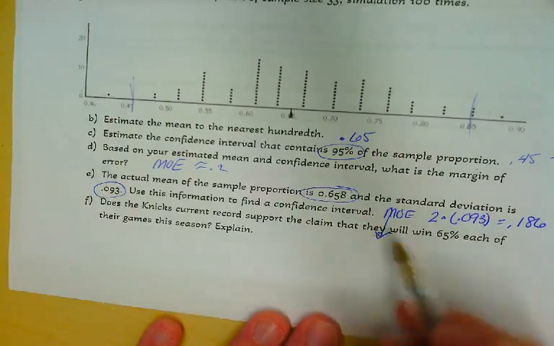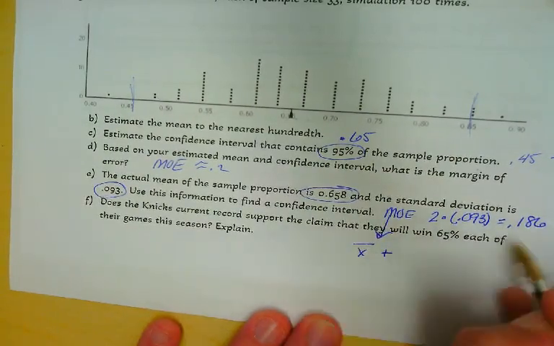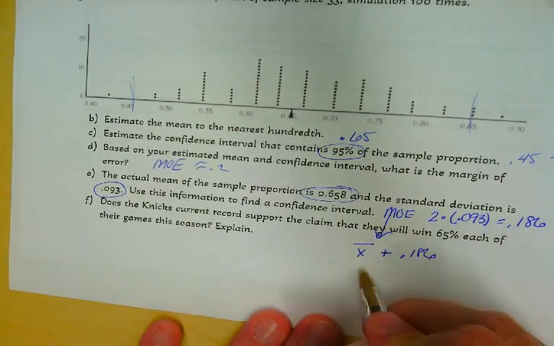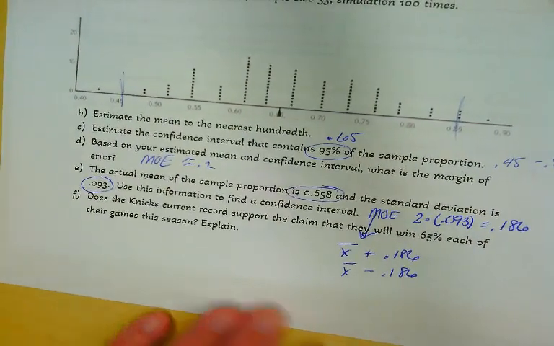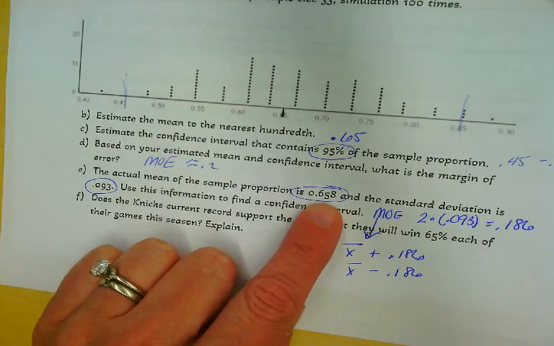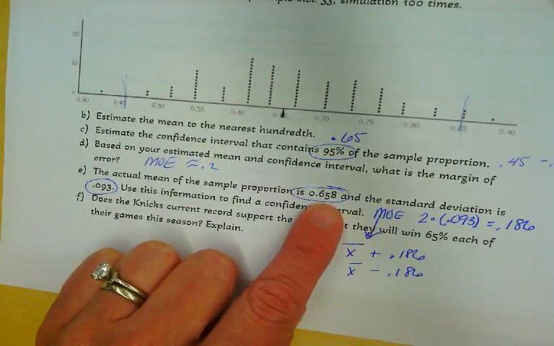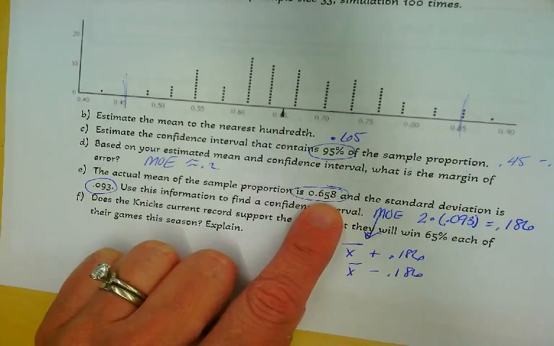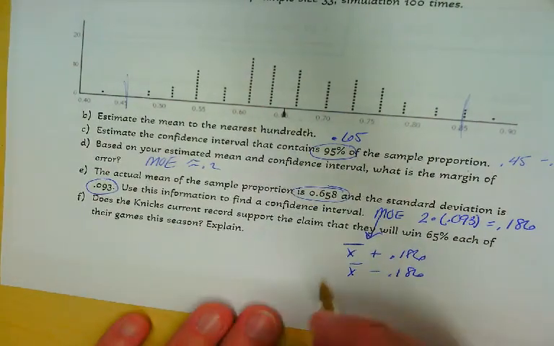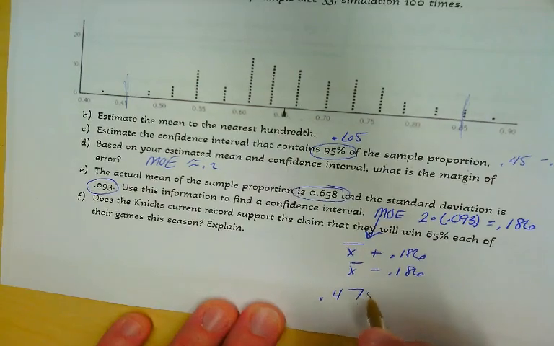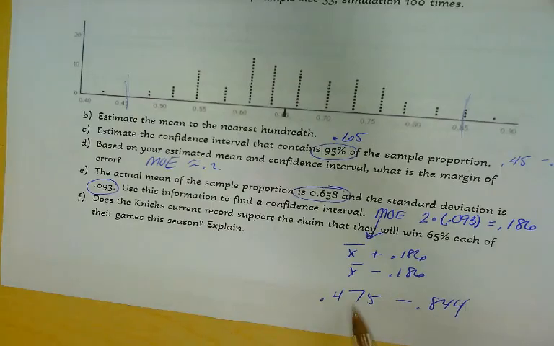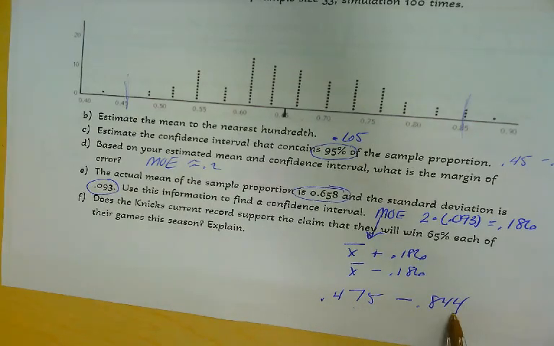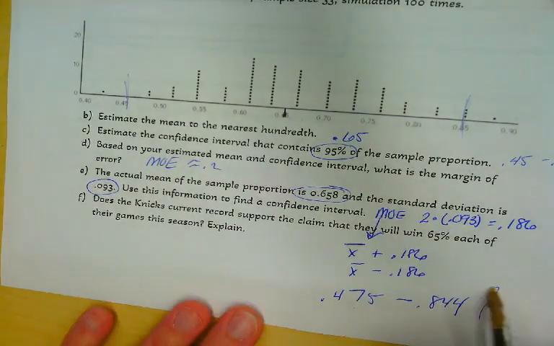Okay, so now I'm just going to go below. I need my confidence interval. So I need the mean plus my 2 standard deviations or margin of error, and then my mean minus the margin of error, my 2 standard deviations. So I have 0.658 plus 0.186. And 0.658 minus 0.186. So I'm getting from 0.472 to 0.844. Okay, so you always are going to find a confidence interval.